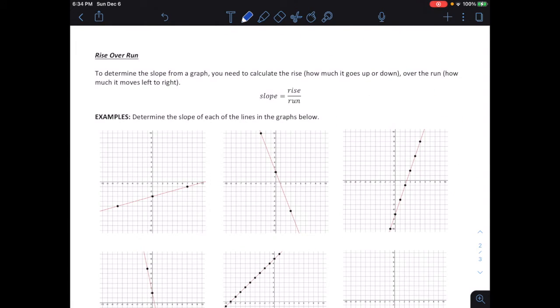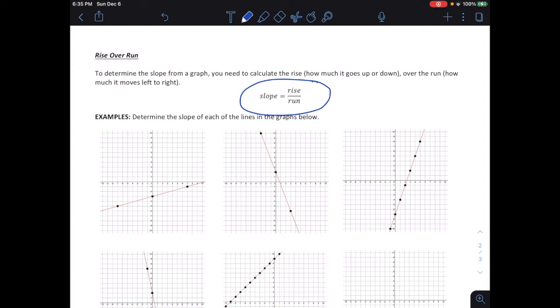All right, another thing we can do with a graph is we can get more specific about the slope. We can look at it and say it's positive, negative, zero, or undefined, but then we can also determine what the actual slope is. And if you look here, there's an equation that says slope equals rise over run. This is a formula that we're going to use to find the slope of every single line that we're dealing with in this unit. So we're going to look at the rise and put it into a fraction in the numerator, and then we're going to look at the run and put that in the denominator.